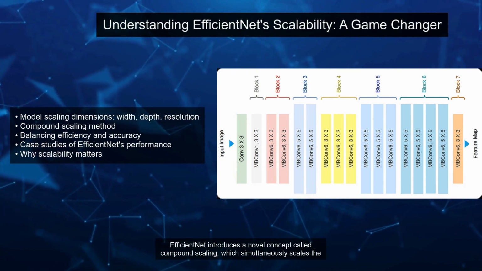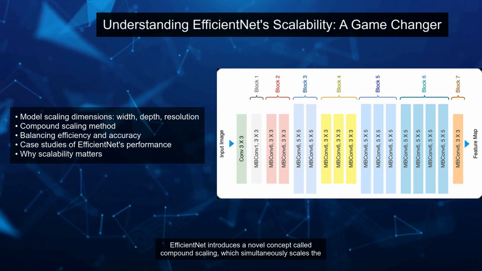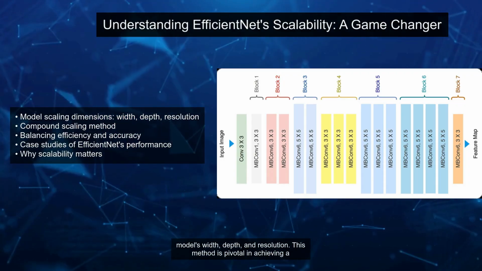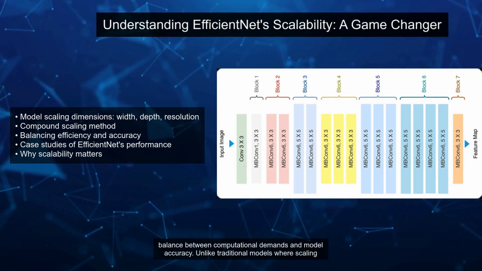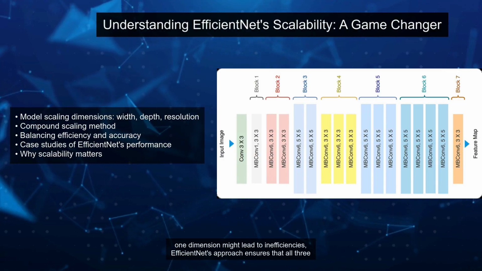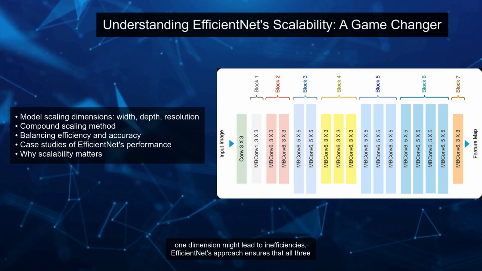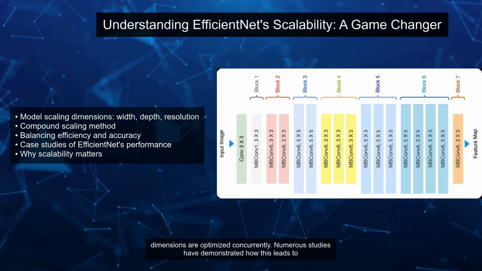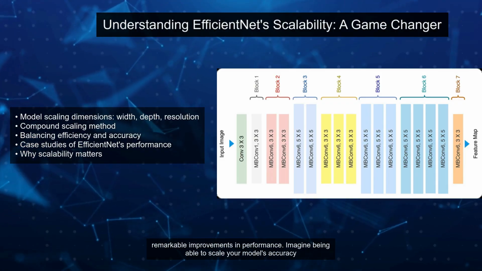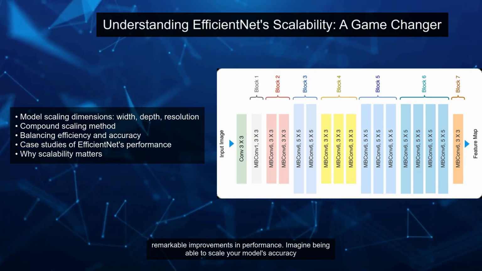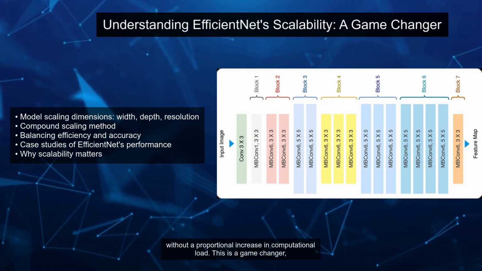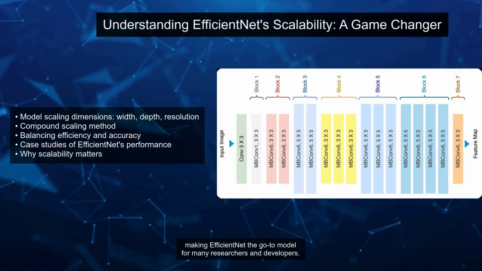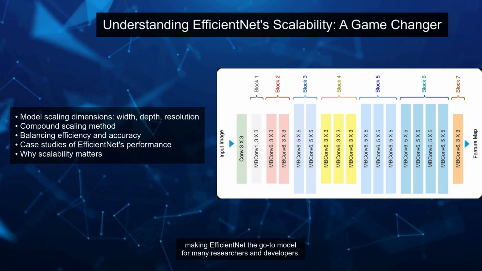EfficientNet introduces a novel concept called compound scaling, which simultaneously scales the model's width, depth, and resolution. This method is pivotal in achieving a balance between computational demands and model accuracy. Unlike traditional models where scaling one dimension might lead to inefficiencies, EfficientNet's approach ensures that all three dimensions are optimized concurrently. Numerous studies have demonstrated how this leads to remarkable improvements in performance. Imagine being able to scale your model's accuracy without a proportional increase in computational load. This is a game changer, making EfficientNet the go-to model for many researchers and developers.